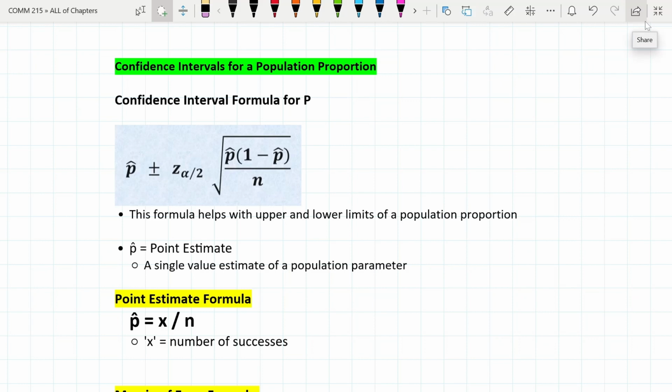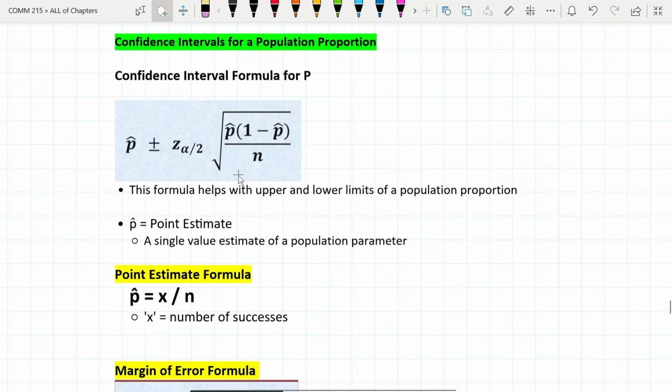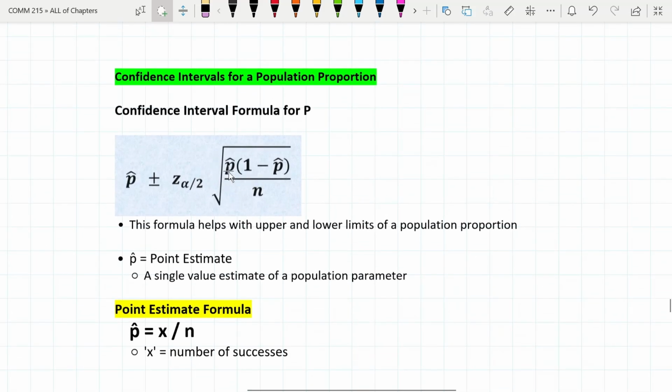Alright guys, so today we're going to be explaining the confidence intervals for a population proportion. So the confidence interval formula for our population proportion is p hat plus or minus z alpha divided by 2 times, this is going to be our margin of error formula, and you could just see here. Let me highlight it over here. This formula helps with the upper and lower limits of our population proportion.